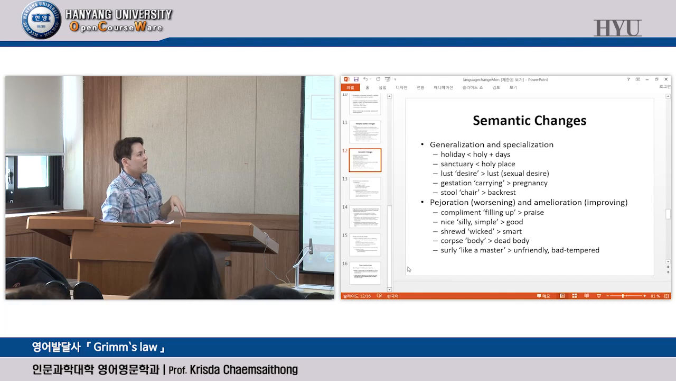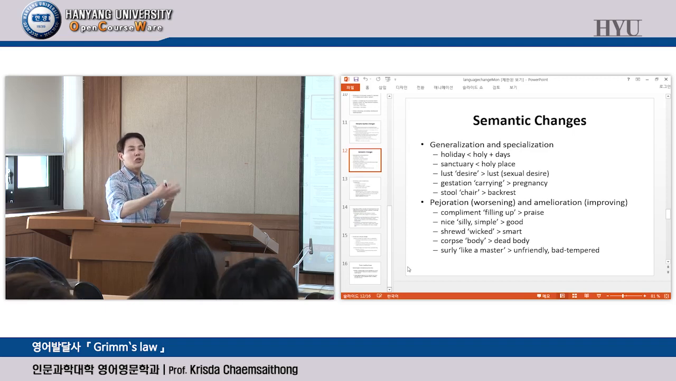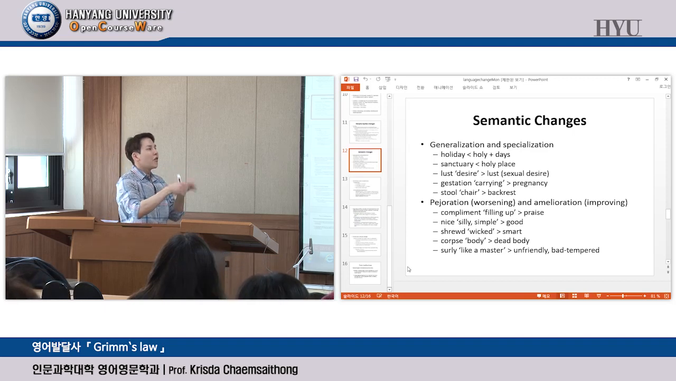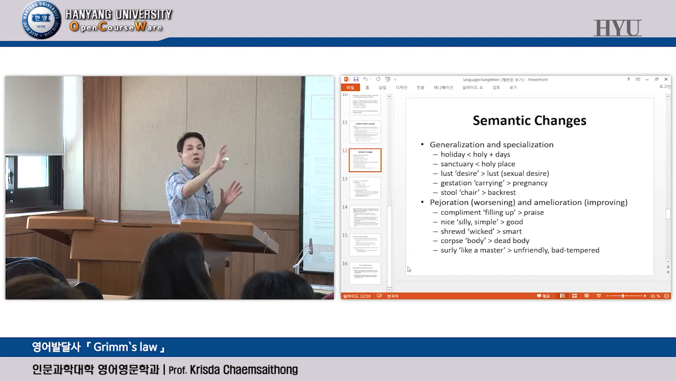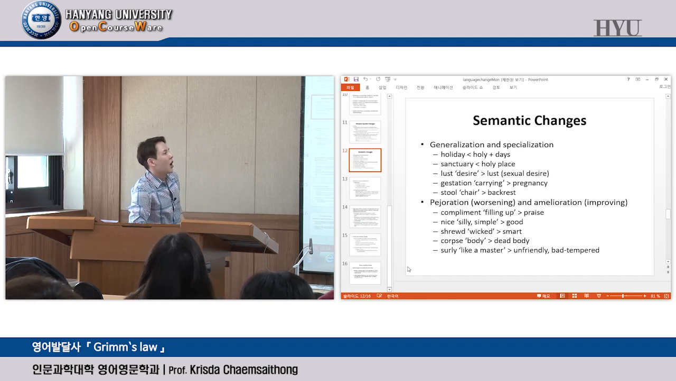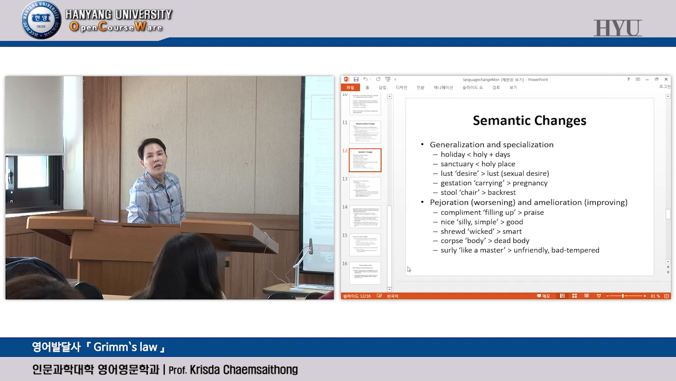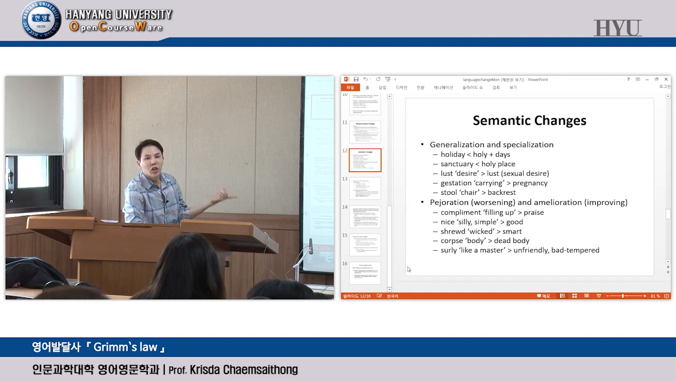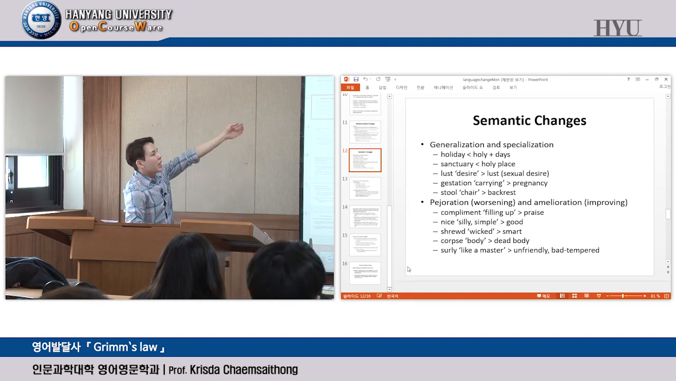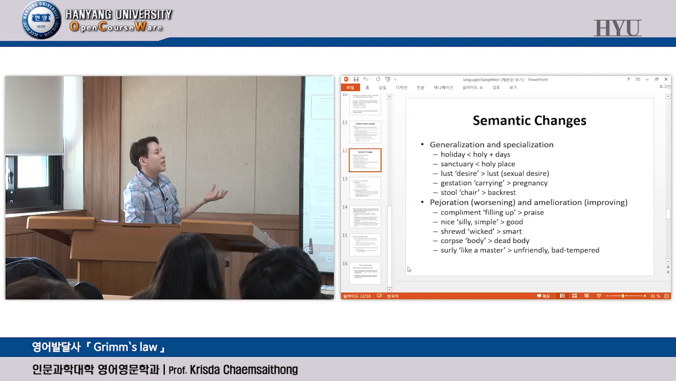The first pair is generalization and specialization. Generalization is when you extend the meaning from something more specific to something more general. For example, holiday from holy plus day. Holy days, like Christmas, like Easter. Actually, the days that are holy, the days you can rest because of your religious belief.